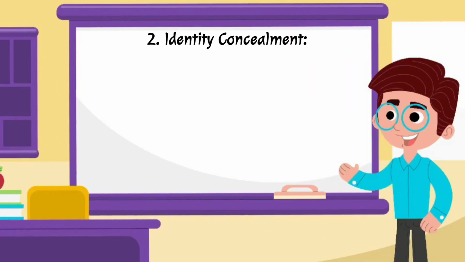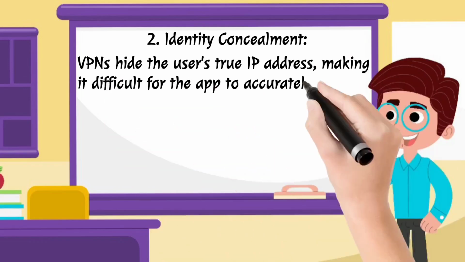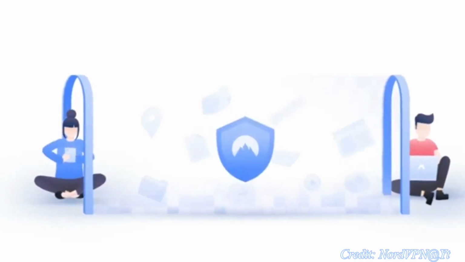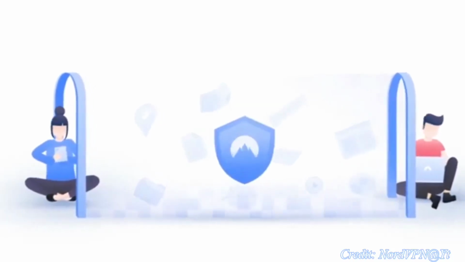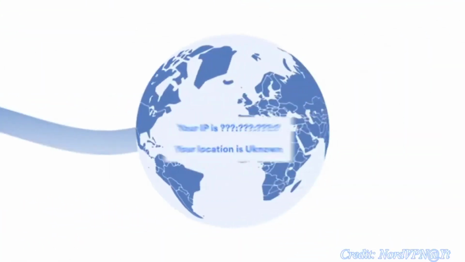Second thing here is identity concealment. VPNs hide their users' true IP address, making it difficult for the app to accurately trace and verify the user's identity based on their IP information. It's going to make it hard to trace your identity because it's being disrupted. When you're doing this, it disrupts the server and also confuses it as to who to send to, or simply causes an overflow of traffic because it's now recording you in several locations. So this is the second issue right here.